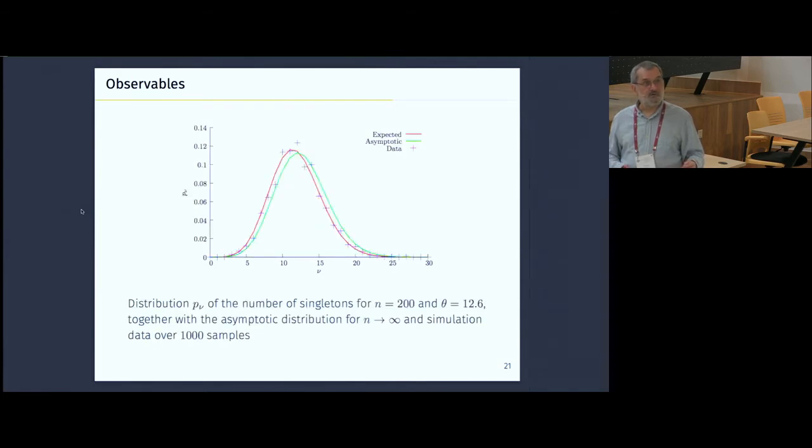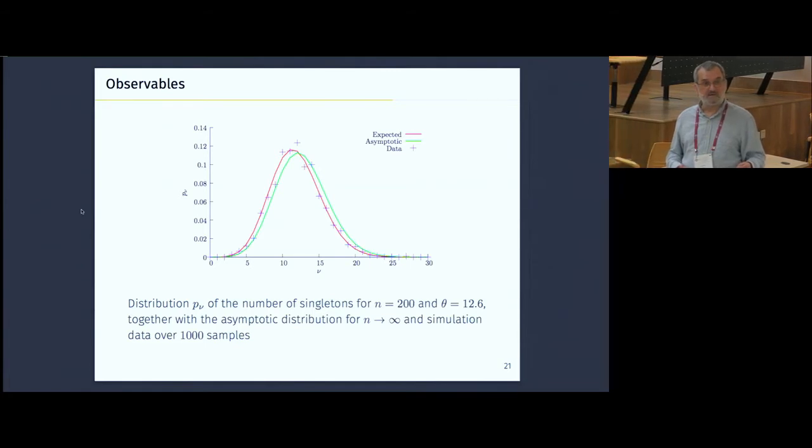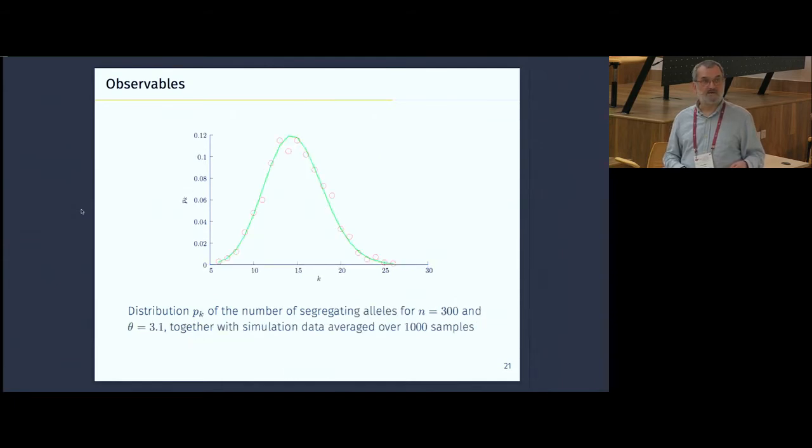So this is the distribution of the number of singletons for n equals 200, theta equals this quantity, together with the asymptotic distribution of n equals infinity, over 1,000 samples, and this is what you get. You will see that it goes as expected, well, it's not too bad, over 1,000 samples. Again, number of segregating alleles, and so it's quite nice also to simulate that and have some idea what happens.